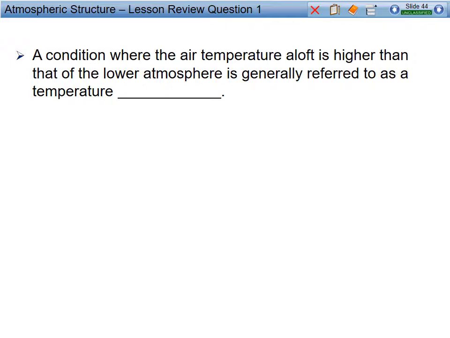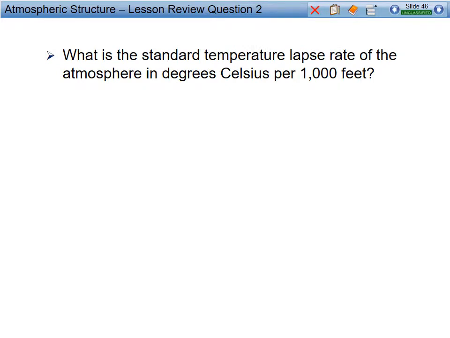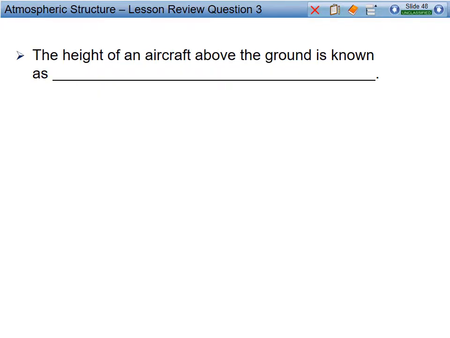For our review questions: a condition where the air temperature aloft is higher than that of the lower atmosphere is generally referred to as a temperature inversion, meaning temperature increases with an increase in altitude. The standard temperature lapse rate of the atmosphere in degrees Celsius per 1,000 feet is 2 degrees Celsius, or approximately 3.5 degrees Fahrenheit. The height of an aircraft above the ground is known as above ground level, AGL, or absolute altitude.